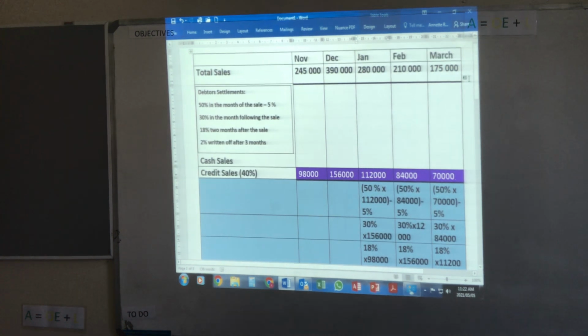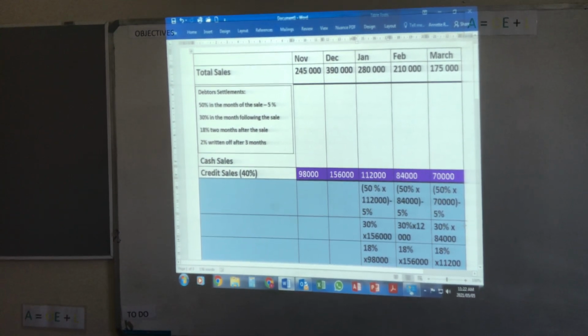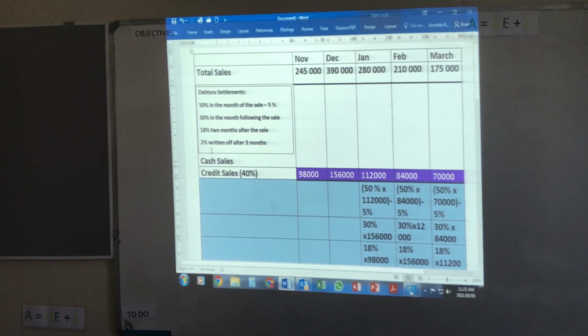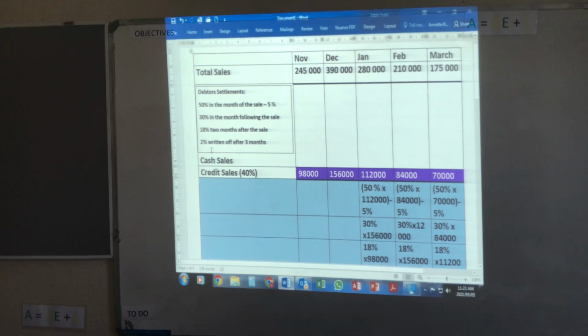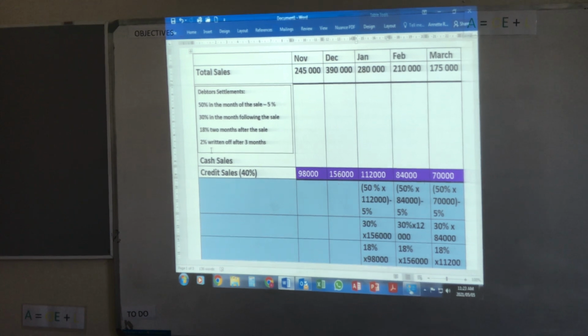If I were to do the April one, there is no third month here. Can you see? March is the second month after January. I haven't got a third month. If I had a third month in April, I would take 2% of, now I'm in the fourth month, can you see? Are we alright with that? Yes. I would take 2% of the fourth month. Can I say that again?